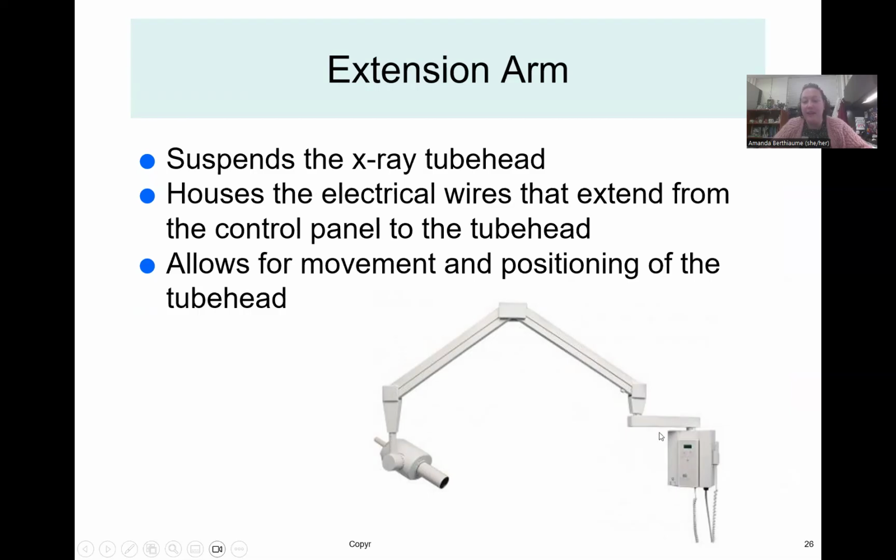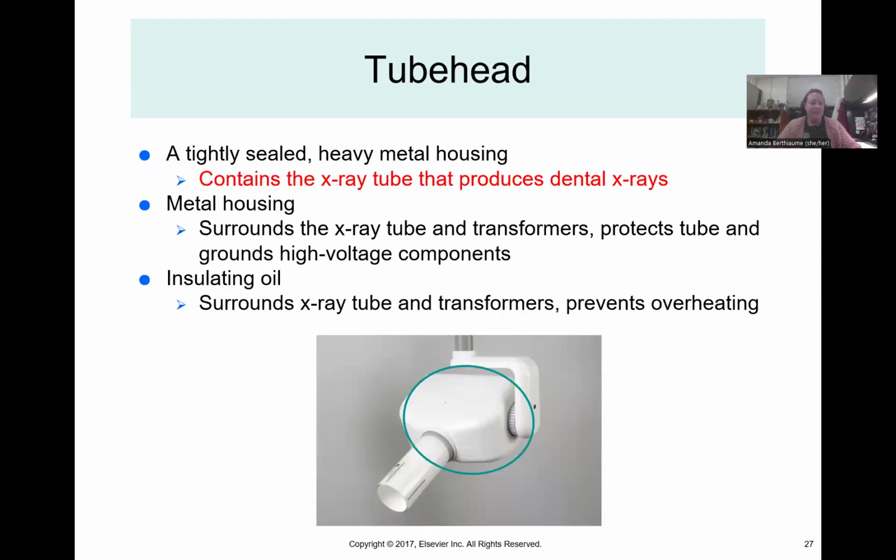So that extending arm bar comes right out of the wall, and is part of the control panel. There should be a panel on the outside too, where you have an exposure button, and it has all the wires going from the electricity, right? The wall electricity is being harnessed into radiation and energy. When you hit that button, it goes through a process and radiation comes out. But the articulating arm is so you can move it around where you need to go. And it is attached to the tube head.